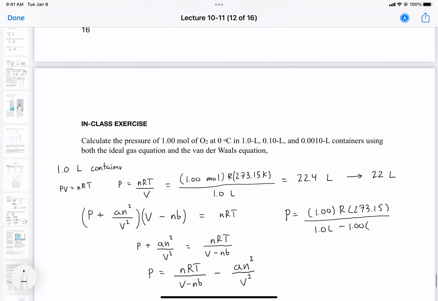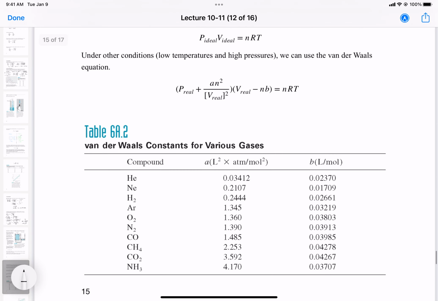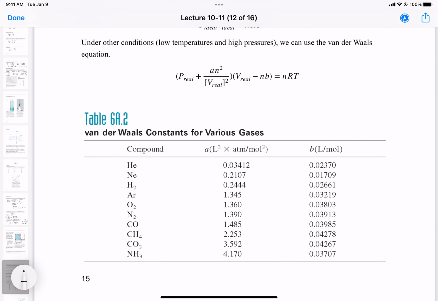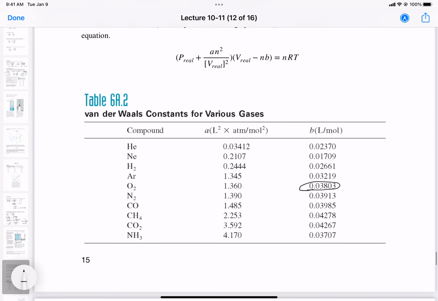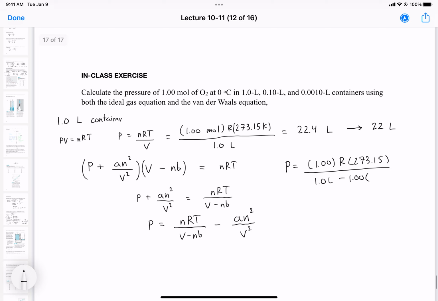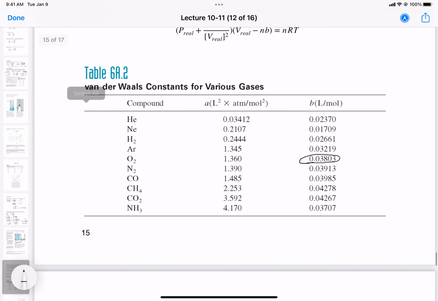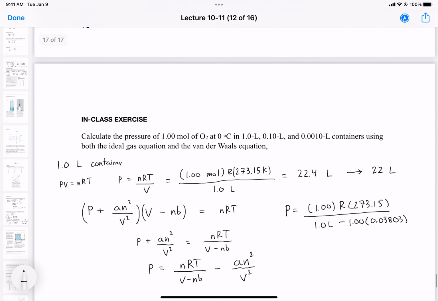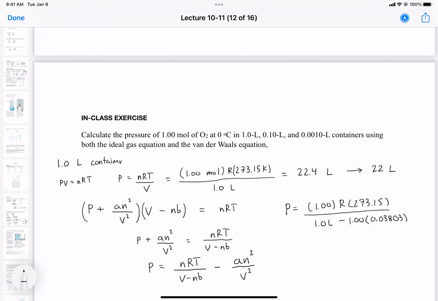So let's go back to our chart here. Our value for b for oxygen is going to be 0.03803. Okay, so let's not worry about the units because they should cancel. It will be liter per mole in this case, so that will cancel out the excess moles there.